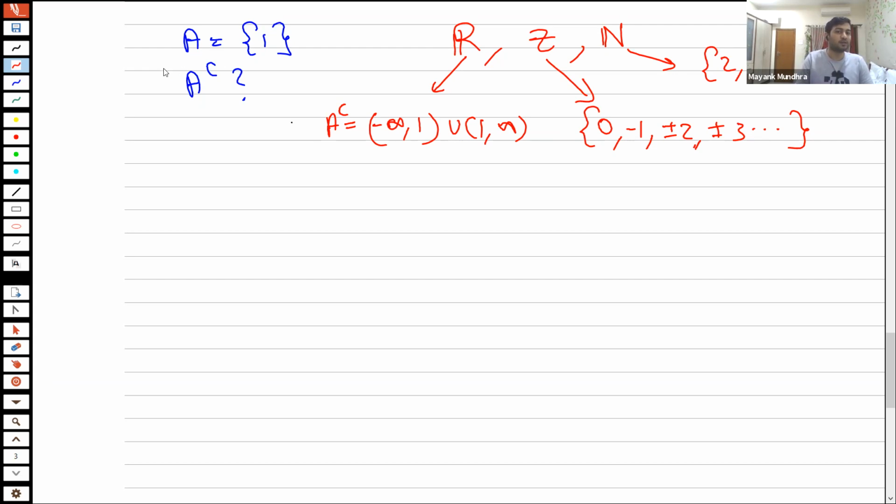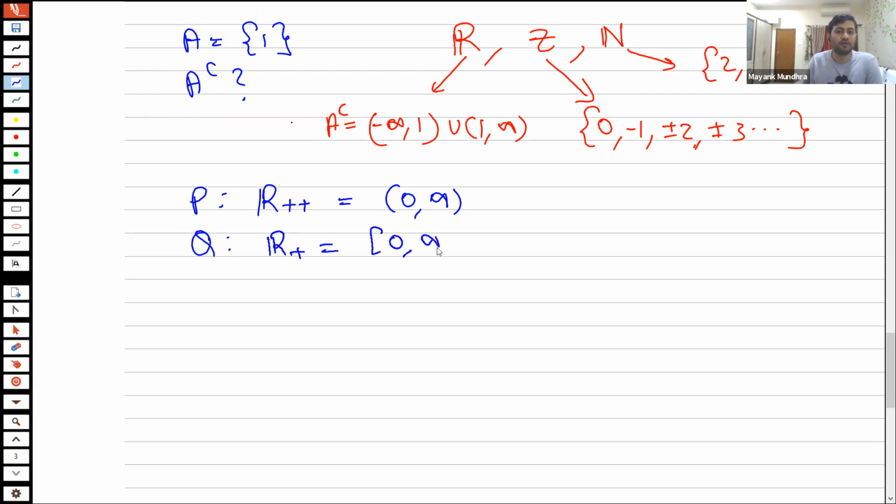So to answer the question of A complement, if I just give you A, would require you to first know what the field is. Now, in general, for us, the field is going to be pretty obvious because we are economists. Like I told you, when you talk about prices, the field is R plus plus, which is basically open 0 to infinity. And for quantity, the field is R plus, which is closed 0 to infinity.